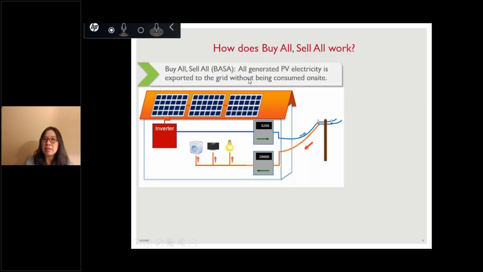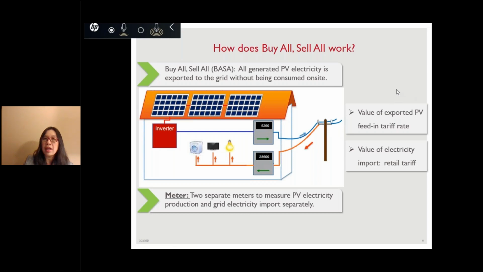How does it work? As mentioned before, all generated PV electricity is exported to the grid under buy all, sell all without being consumed on site, as shown on the blue line here. And therefore the value of exported or excess generation is the feed-in tariff rate or a rate that is assigned. And the value of imported electricity or electricity from the grid in orange here is a retail tariff. So these are separate accounting. So that's why under a buy all, sell all scheme, you would require two separate meters to measure PV electricity separately.